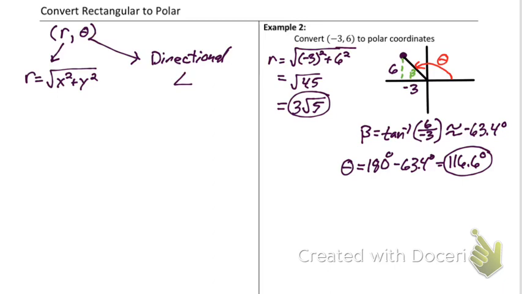Notice it wants the coordinates. So we're going to put it in coordinate form where it's 3 square root of 5, comma, not negative, a positive 116.6 degrees. And so if you had an XY coordinate plane, you plotted negative 3, 6 on there, and then you put a polar axis on top of that and plotted that point, it'd be in the exact same location. Pretty snazzy stuff.